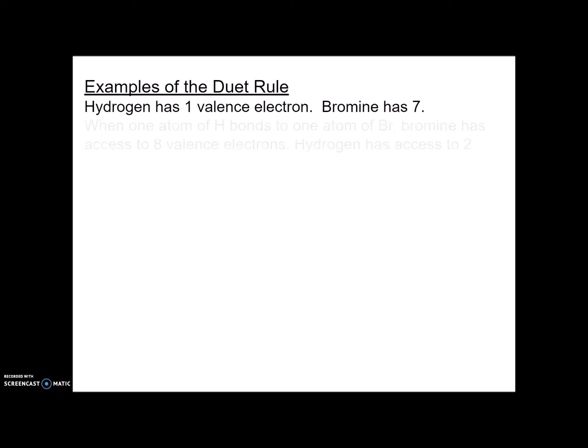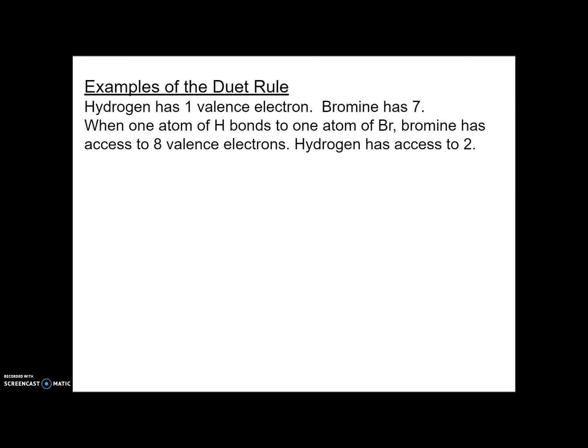Let's take a look at a couple of examples showing the duet rule in action. We know that hydrogen, when it's neutral, has 1 valence electron. Bromine, when it's neutral, has 7 valence electrons. When hydrogen bonds with bromine in a covalent compound, bromine will have access to its normal 8 valence electrons. It'll follow the octet rule. But hydrogen, since it only needs 2 electrons to be stable, will follow the duet rule.